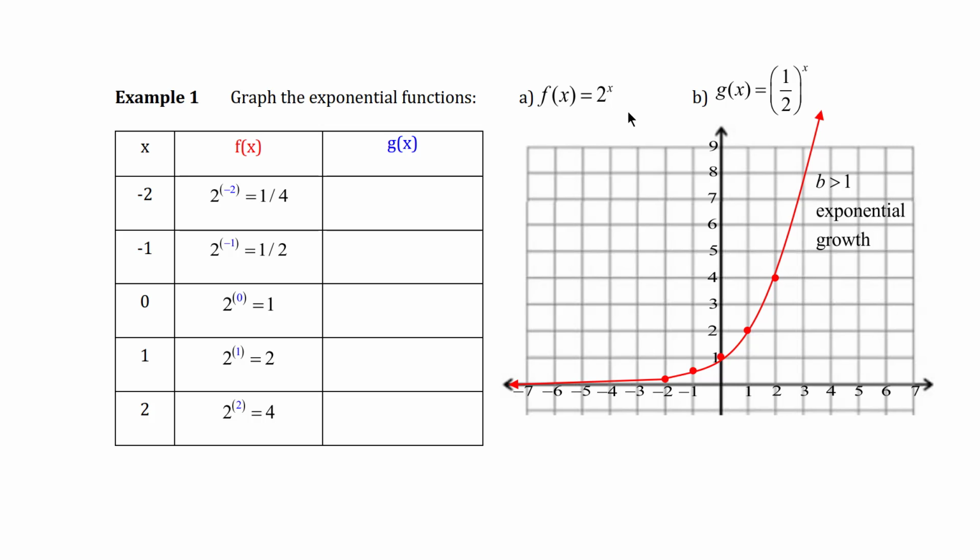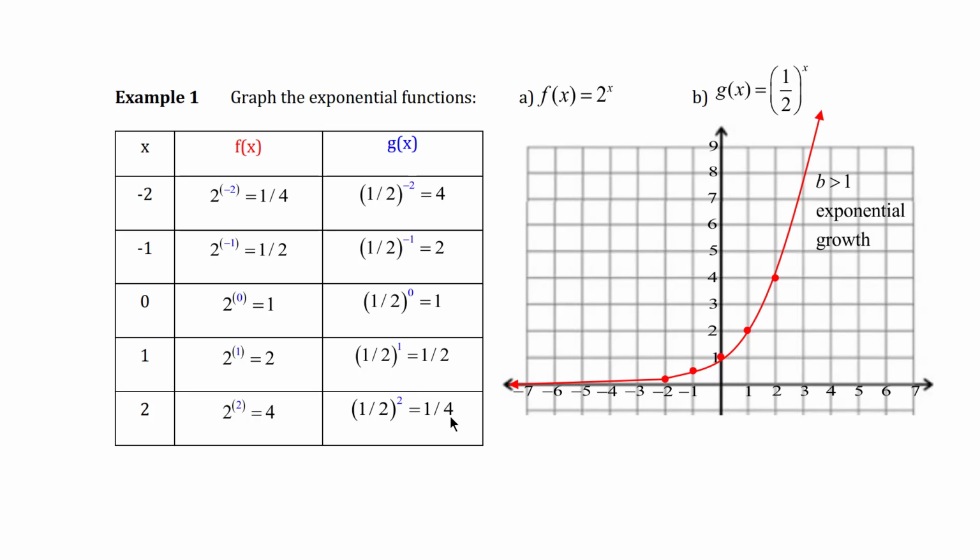Next, we're going to move on to part b. We have g of x equals 1/2 to the x power. We're going to continue filling in our xy chart using the same x values. Starting with the x value of -2, we plug that into the function g. We get 1/2 to the -2 power equals 4. For -1, we get 1/2 to the -1 power equals 2. For 0, we get 1/2 to the 0 power is equal to 1. For 1, we get 1/2 to the 1 power is equal to 1/2. For 2, we get 1/2 squared is equal to 1/4.